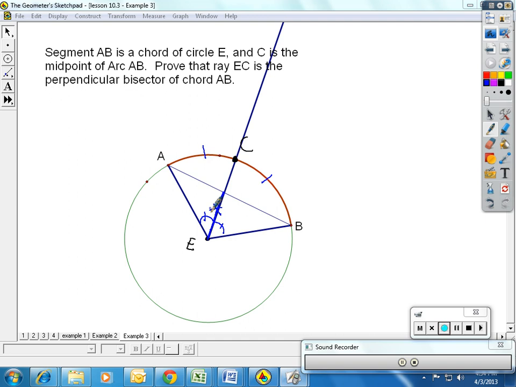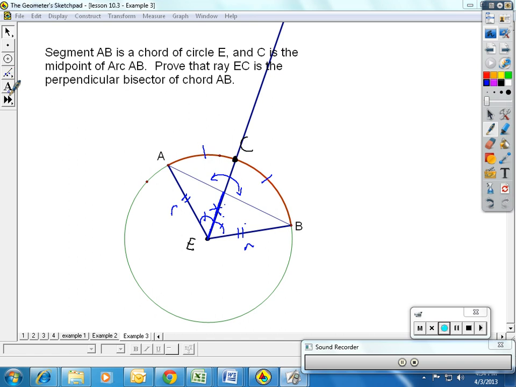And I've got radii are always congruent. The radii of the same circle are congruent. Looks like I've got side, angle, side to show that those two triangles are congruent. And now that we know the triangles are congruent, we know now that that chord has been bisected. Those must be congruent.